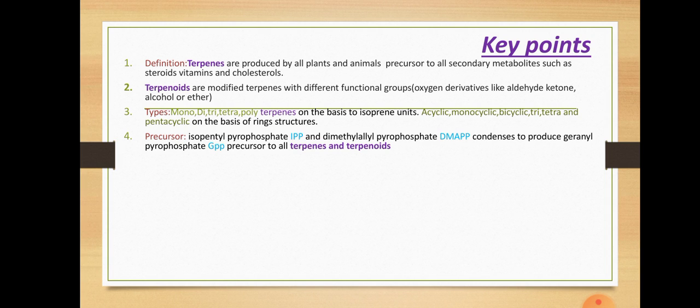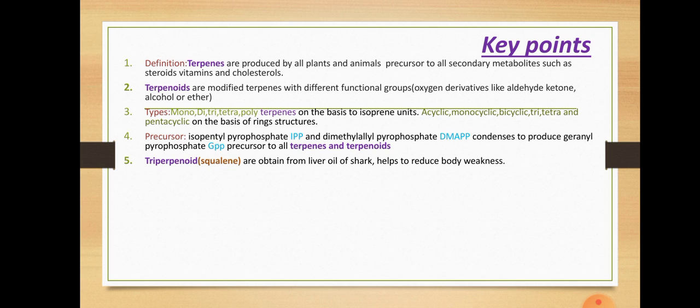Terpenes have precursors. Different precursors are used to make terpenes and terpenoids. What are they? Isopentenyl pyrophosphate IPP and DMAPP condense to produce geranyl pyrophosphate GPP, which is the precursor to terpenes and terpenoids. All the terpenes in plants and animals are produced by this condensation of IPP and DMAPP.